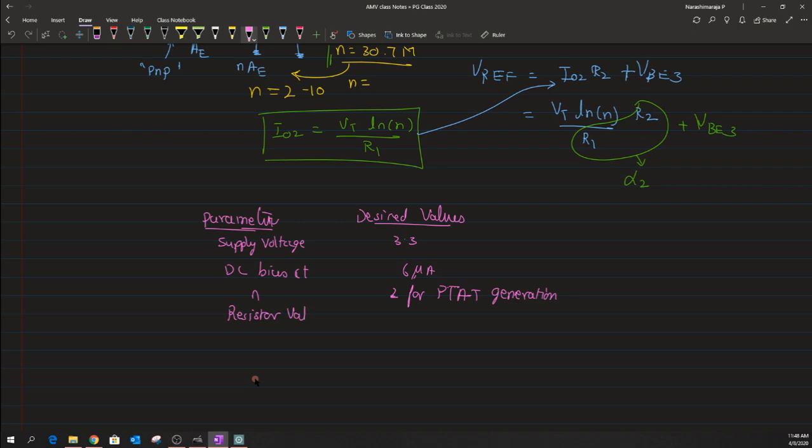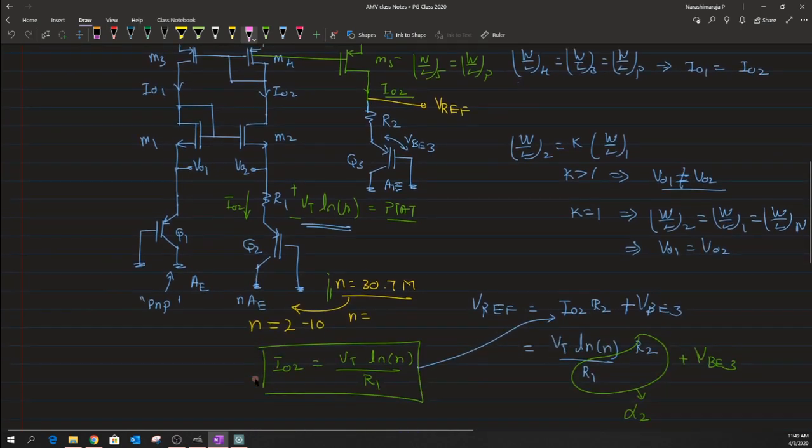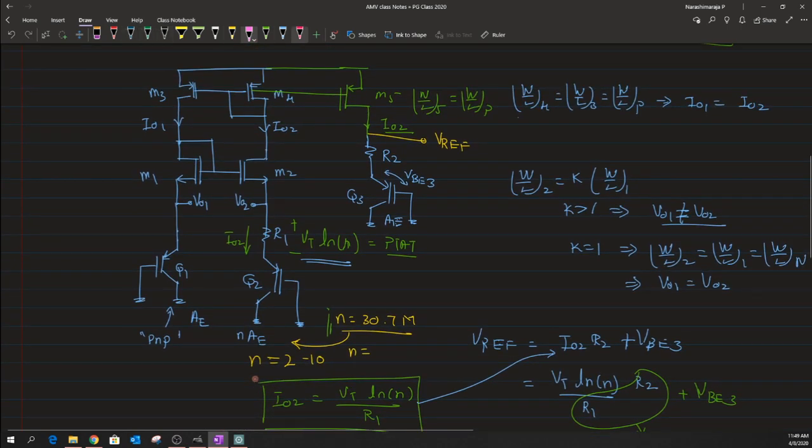Whatever resistor values we are using, R1 and R2, are supposed to have a value less than 50 kilo ohm. Probably I didn't give this spec in the last class. So let us try to work this out, and in order to realize this I am just going to use the circuit that I have drawn earlier. Let me make a copy of it.